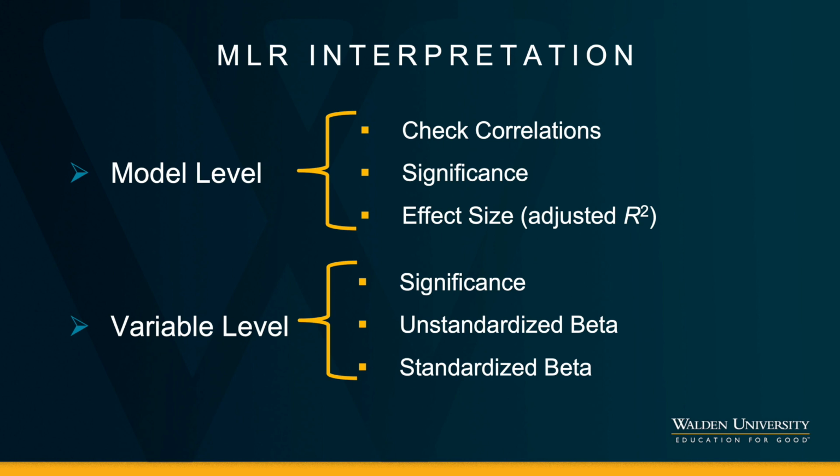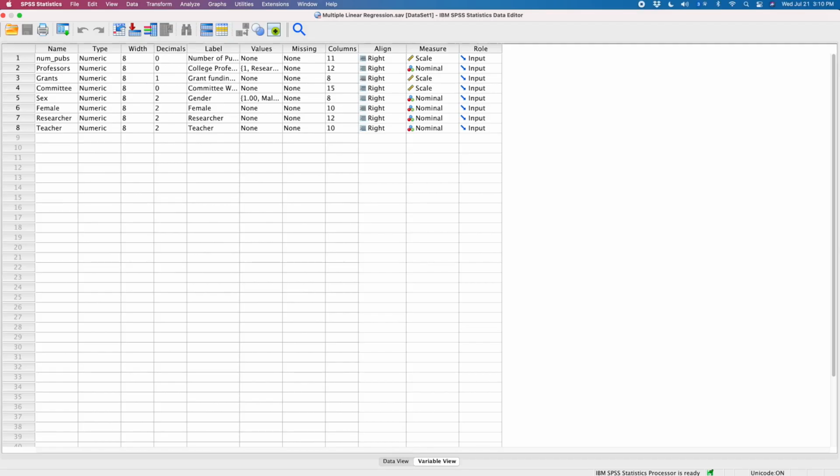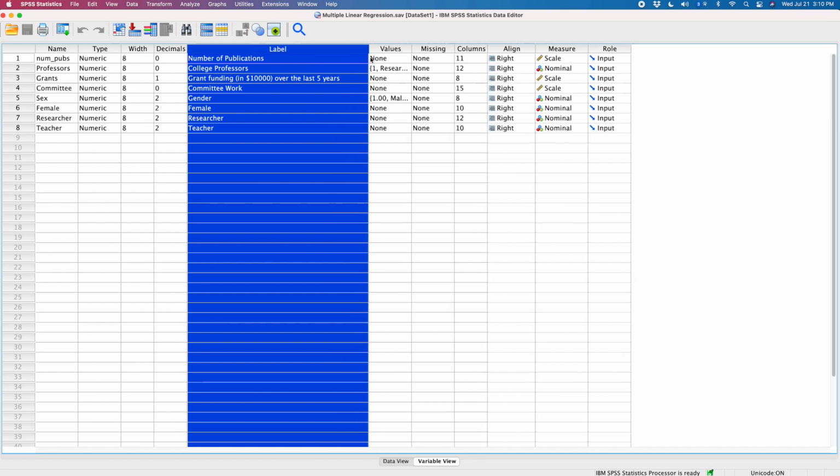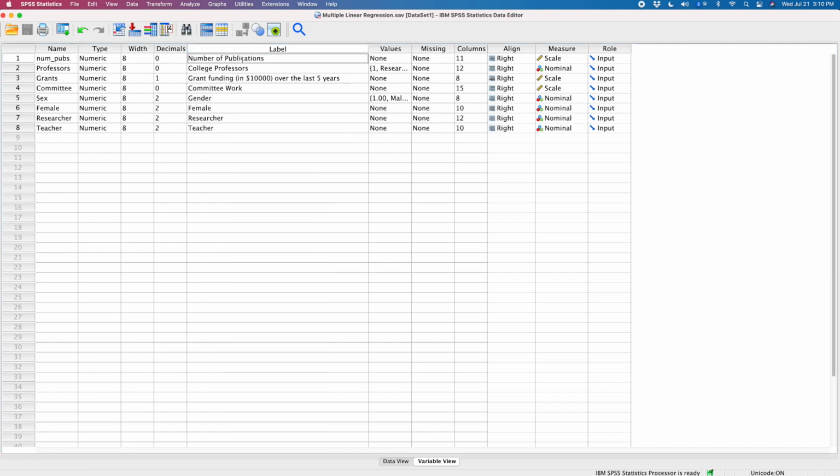I have a specific data set here ready for you that is a continuation of the data set that I used in the previous video on correlation and bivariate linear regression. And as you can see here, I have my variables. I have three scale variables. I'm going to predict how many publications are produced by any person that works in higher ed based on the grant funding and committee work.